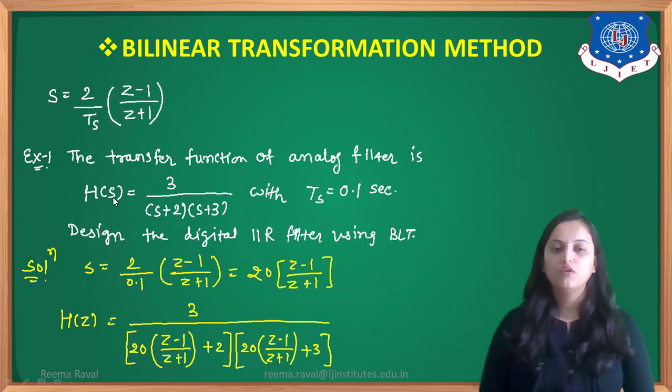We know that H(s) for us is 3 upon (s plus 2) into (s plus 3), where s is to be substituted by 2 by Ts into z minus 1 upon z plus 1. So H(z) equals 3 upon [20 into (z minus 1) upon (z plus 1) plus 2] into [20 into (z minus 1) upon (z plus 1) plus 3].